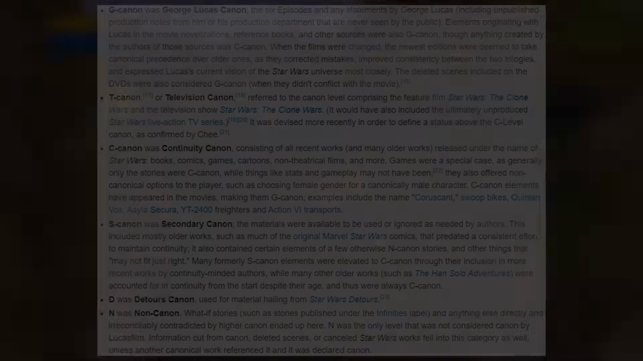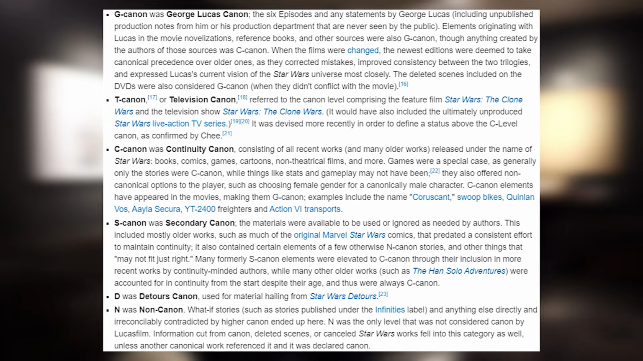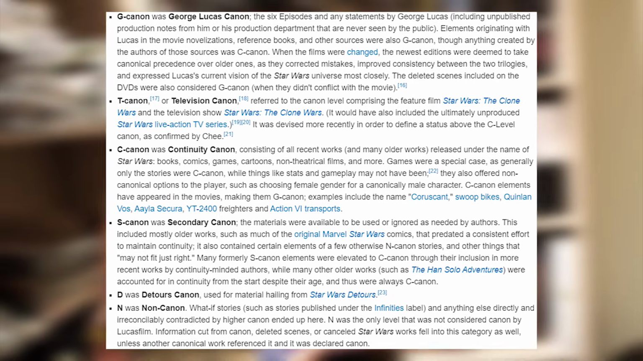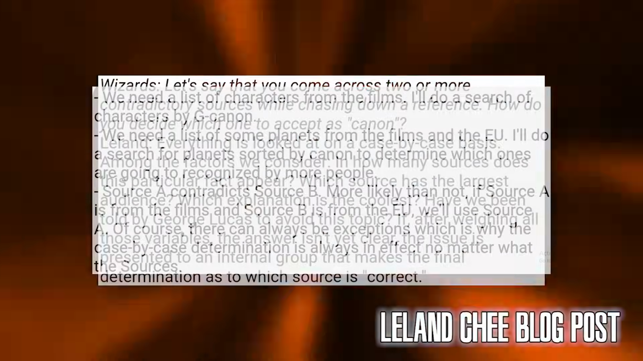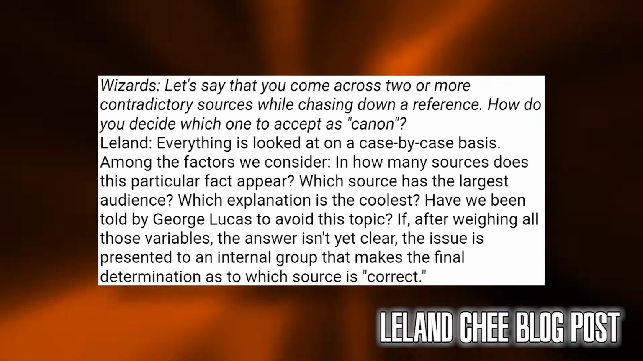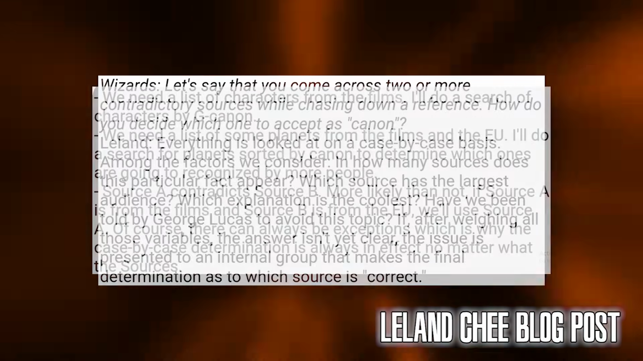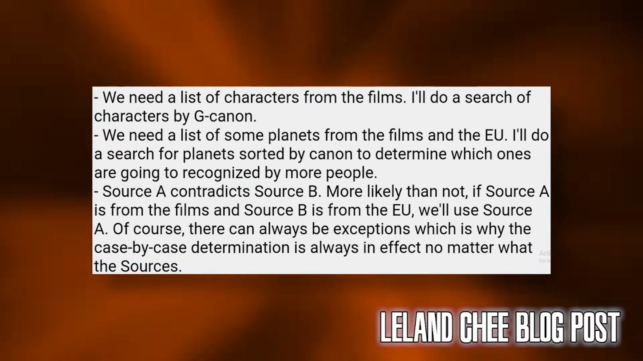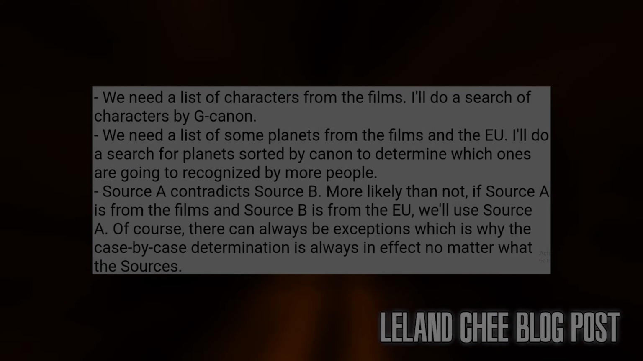Number 2. Officially, the sources that were considered to be more canon than the others were decided based on a list of factors, with continuity manager Leland Shee stating that when it came to determining between two contradictory sources which were canon, it was case by case, with factors such as consistency and popularity being determining factors in the decision-making process. Shee even publicly clarified that a source from the EU could overwrite a G-canon source.